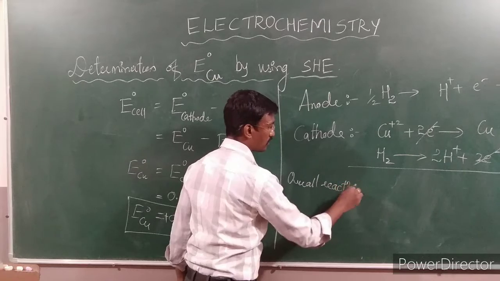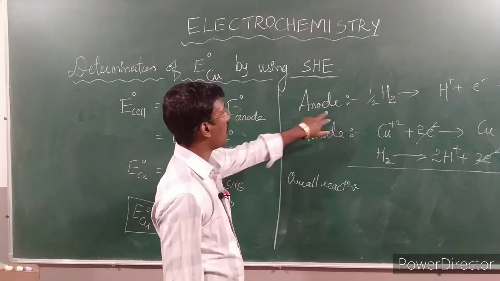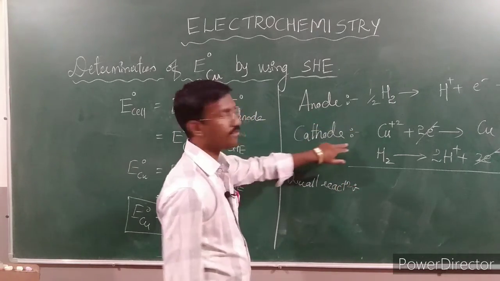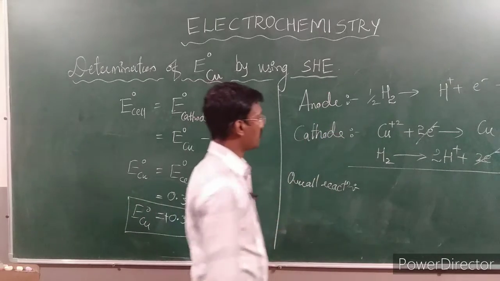This reaction is called a redox reaction. This is the half oxidation reaction. This is the half reduction reaction. Together it is called a redox reaction.